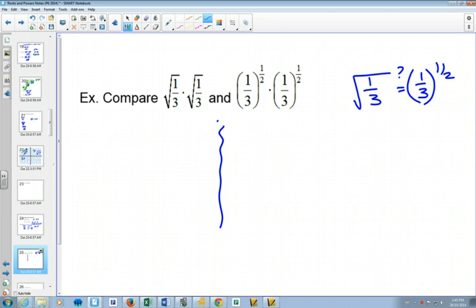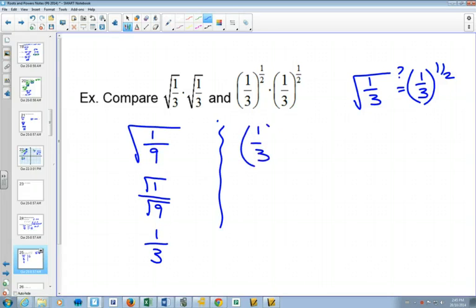Well, if I multiply these together, I'm going to get 1 times 1 is 1, 3 times 3 is 9. Square root of a fraction is the same as square root of the top and square root of the bottom. So we get 1/3. And here the bases are the same, so we can add the exponents. 1/2 plus 1/2 is 1, so 1/3 to the 1. They are the same. So it appears that a square root is the same as a power of 1/2.